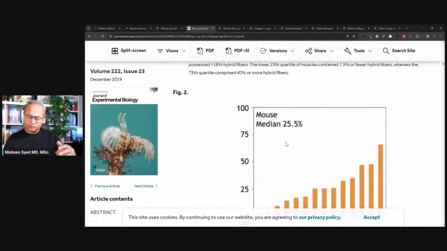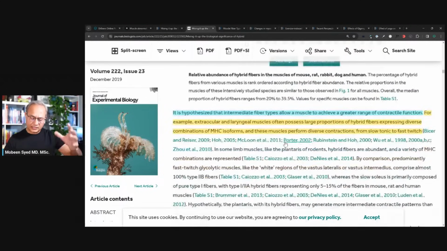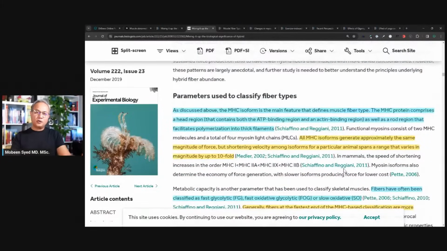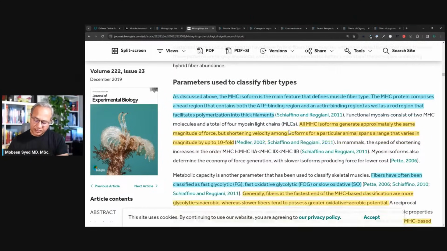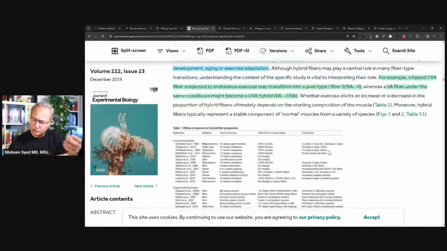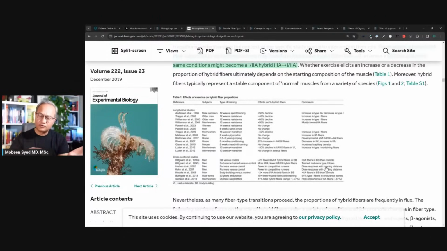So then they've gone over various kinds of animals and humans, and they've looked at that. Then it is hypothesized that the intermediate fiber types allow a muscle to achieve a greater range of contractile function. So I mentioned that instead of just either moving slowly or moving fast, the intermediate gears for the intermediate movements are given by hybrid fibers. Now there are classification parameters. I'm going to leave that. These links are in the description. Then role of hybrid fiber, we discussed that as well. Multiple speeds is one role, then transition from one type to another type.